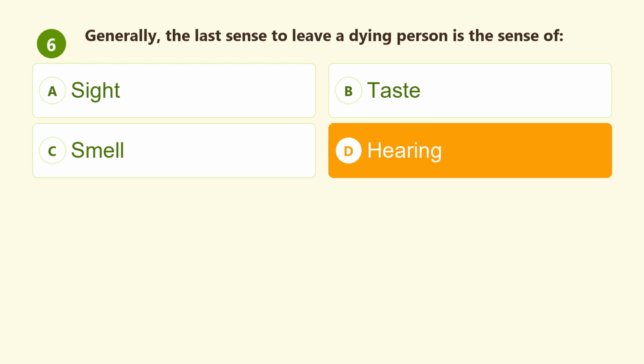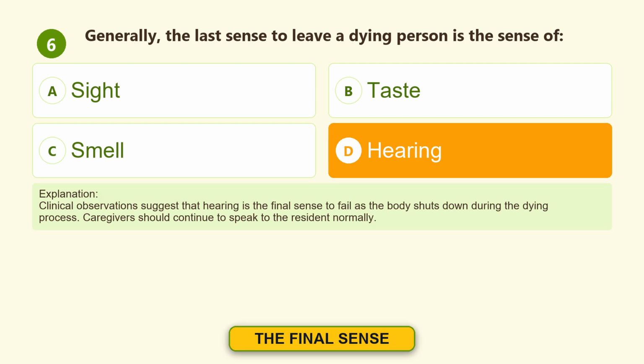The correct answer is option D, hearing. Clinical observations suggest that hearing is the final sense to fail as the body shuts down during the dying process. Caregivers should continue to speak to the resident normally.